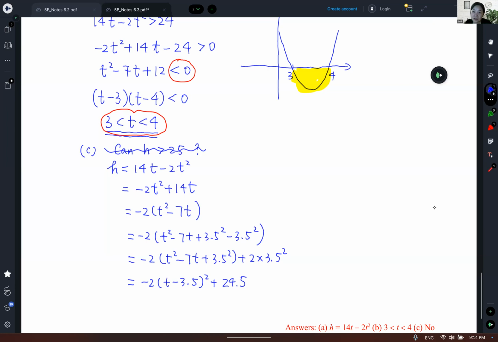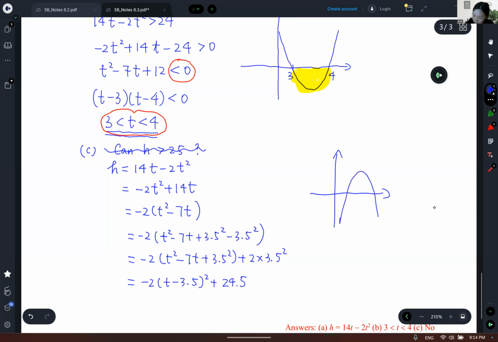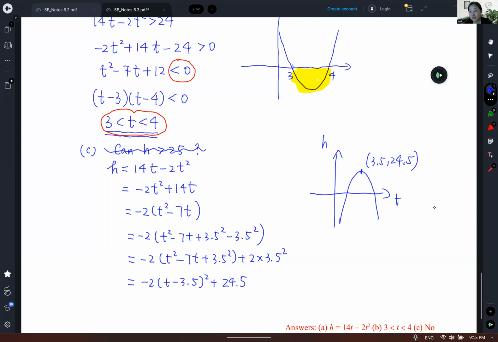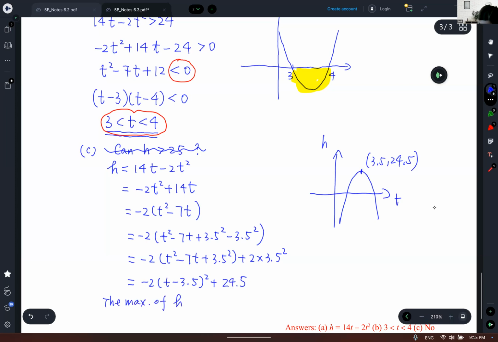And through that, you can plot a graph. I think you can plot a graph now, right? This is h, this is t. And here you will have 3.5 and 24.5. And even without a graph, you should be able to say that the maximum of h is 24.5, which is smaller than 25. And then you say, no, it's not possible.